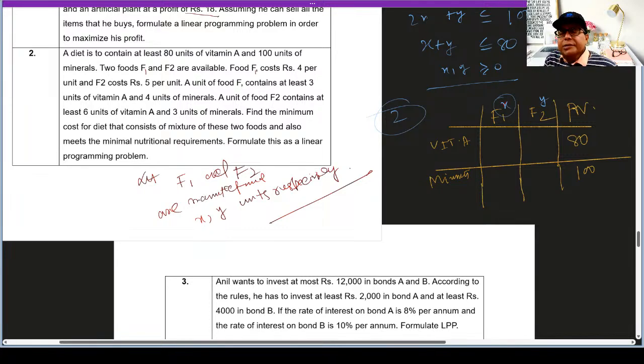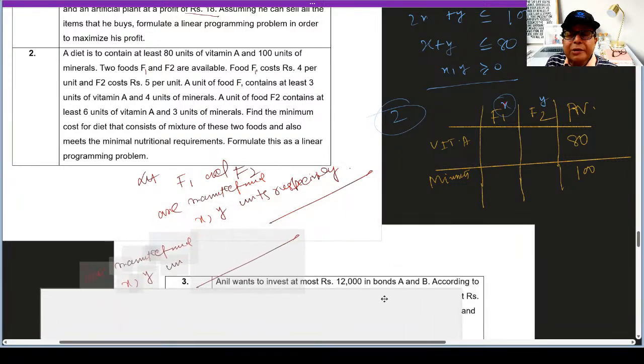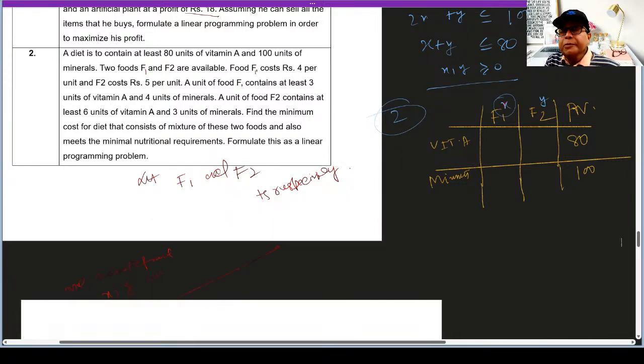You have to write the minimum cost here, not the maximum one. Okay, it differs from problem to problem. How do you write this? Minimum cost, how to write? See here the statement. This costs rupees 4 and this one rupees 5. You understand? So you write vitamin A in the first row requirement.